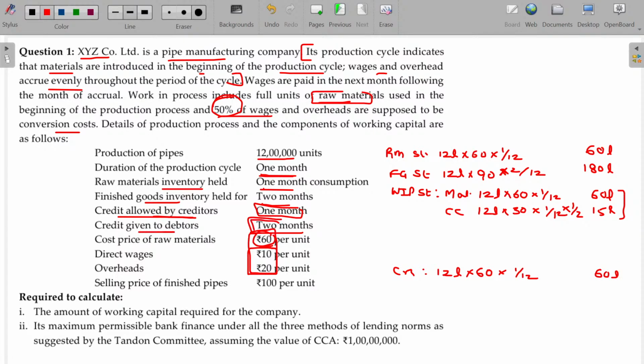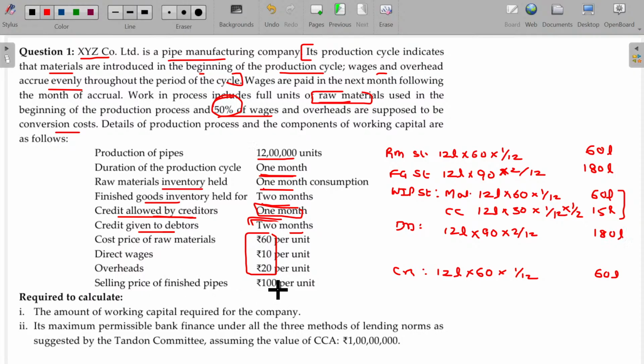Similarly, credit given to debtors is 2 months. So in case of debtors, what happens here? In case of debtors, under the full cost model you can take 100, or under the cash cost model the amount locked in debtors will be taken, which is nothing but cost of goods sold. 60 plus 10 plus 20, 90 will be taken. So 12 lakh units into 90 rupees into how many months? 2 months, into 2 by 12. This value is 180 lakhs.